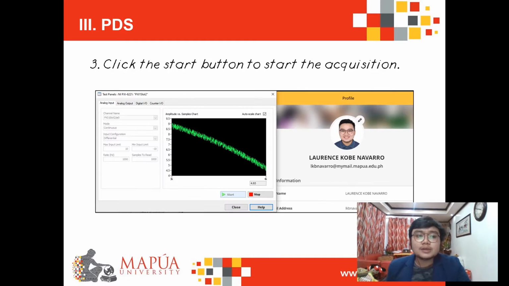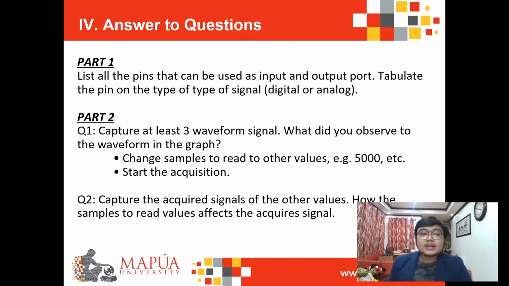So third is to click the start button to start the acquisition. So the next part is the answers to questions. For the first part, the first question is to list all the pins that can be used as input and output port. Tabulate the pin on the type signal, digital or analog.